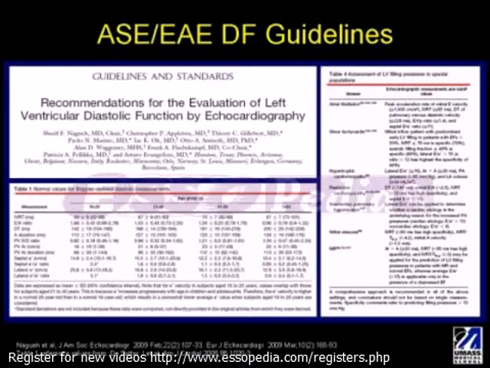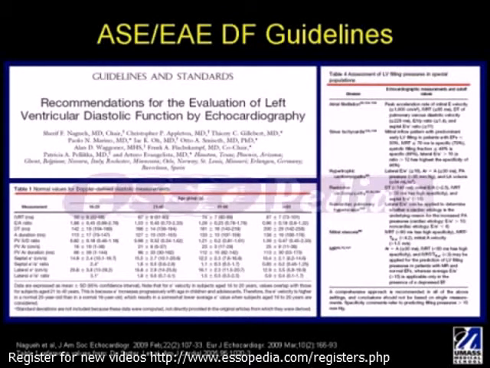The ASE/EAE Diastolic Function Guidelines. The American Society of Echocardiography's Diastolic Function Writing Group recently published guidelines and standards for the evaluation of diastolic function. This document was published in both the Journal of the American Society of Echo and the European Association of Echocardiography. I will say this is a landmark document that provides information on diastolic function that includes normal values for both standard and refined Doppler values, such as Doppler tissue imaging.